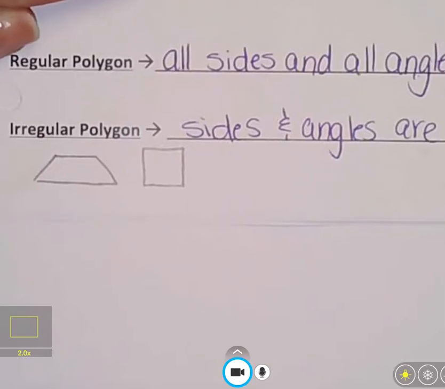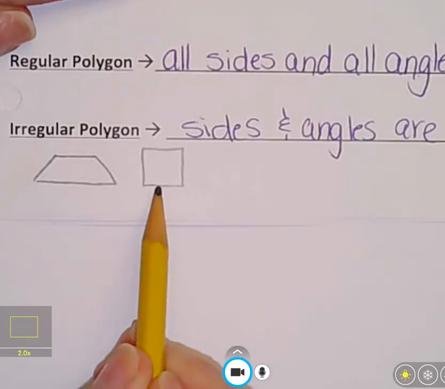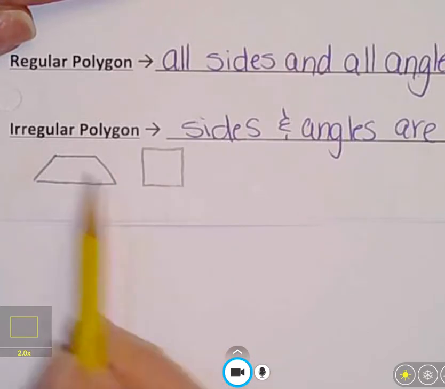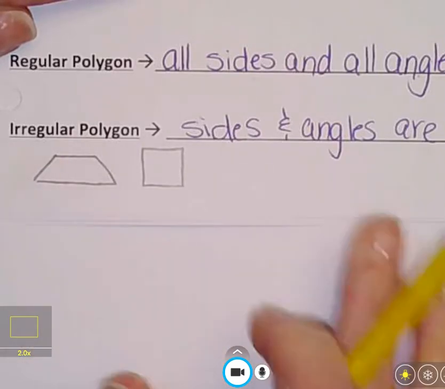Looks like a square, and it might be, but unless we say that it's a regular polygon or mark all of the sides and all of the angles congruent, we just don't know, can't assume, right? We don't assume things. So this one right here, if we don't say so, it's irregular or not regular.